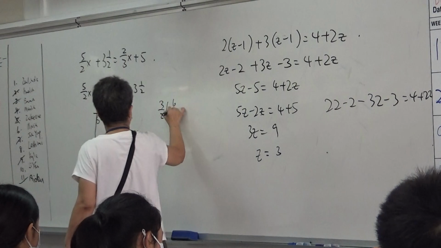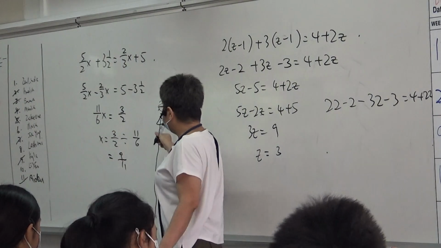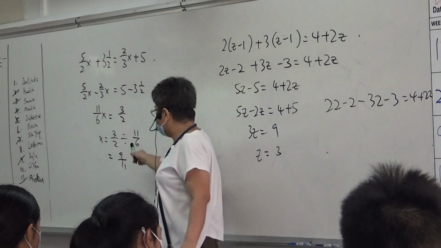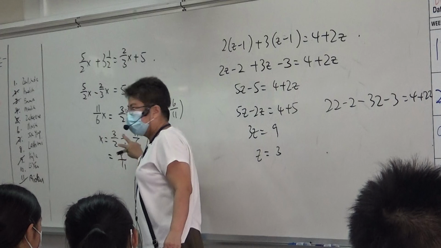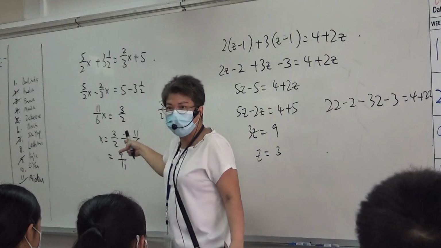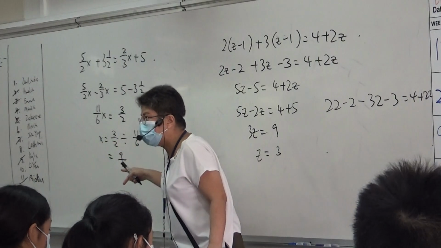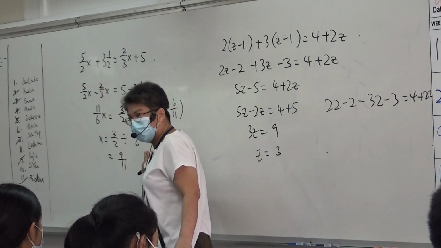But some people can also do this way, no? 3 over 2 times 6 over 11. Yeah. Can you tell me what this person has done? Because I changed this to times, right? When I change it to times, what will happen? This will flip over, right? Can you see it? Okay, so you can also present this way. Understand? But if you're uncomfortable with this, it's fine. Just continue with this. Okay?